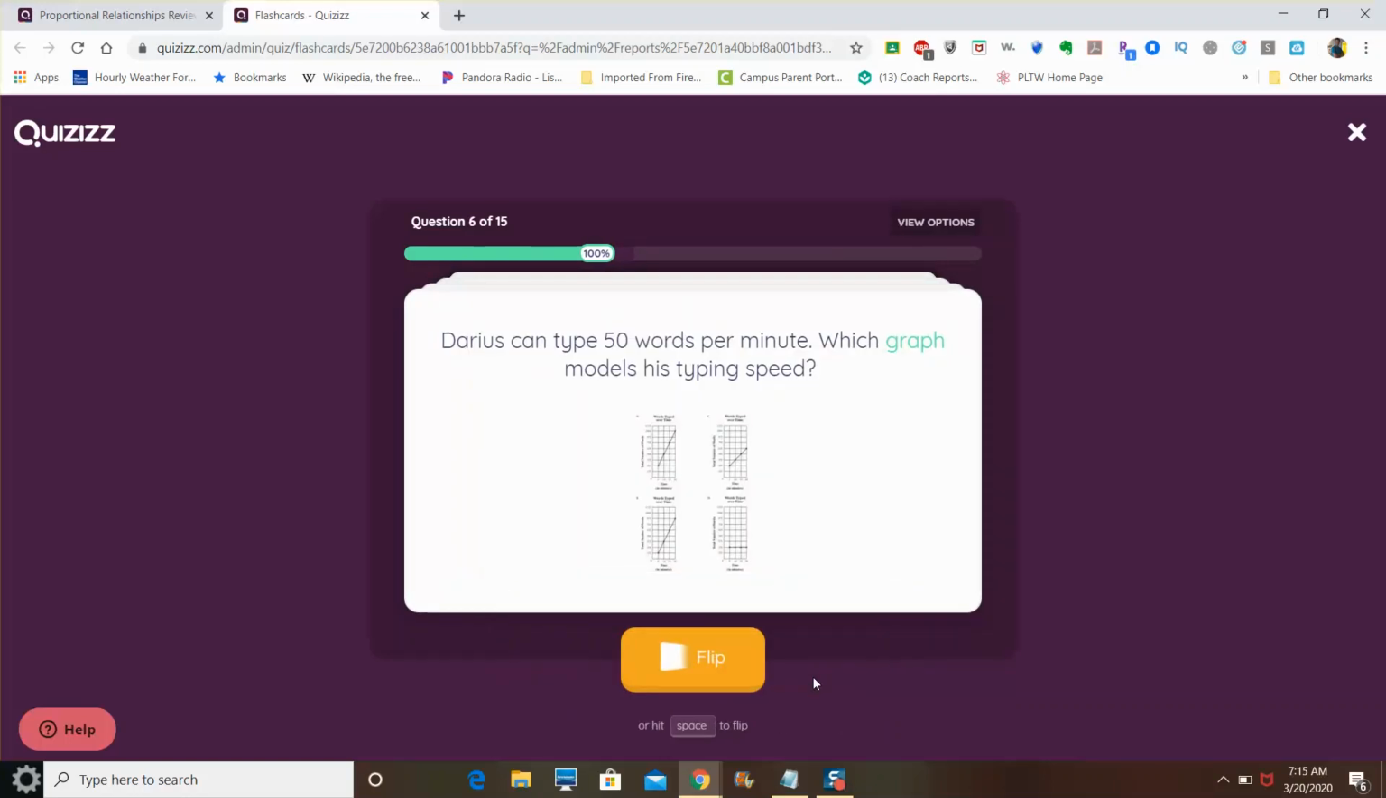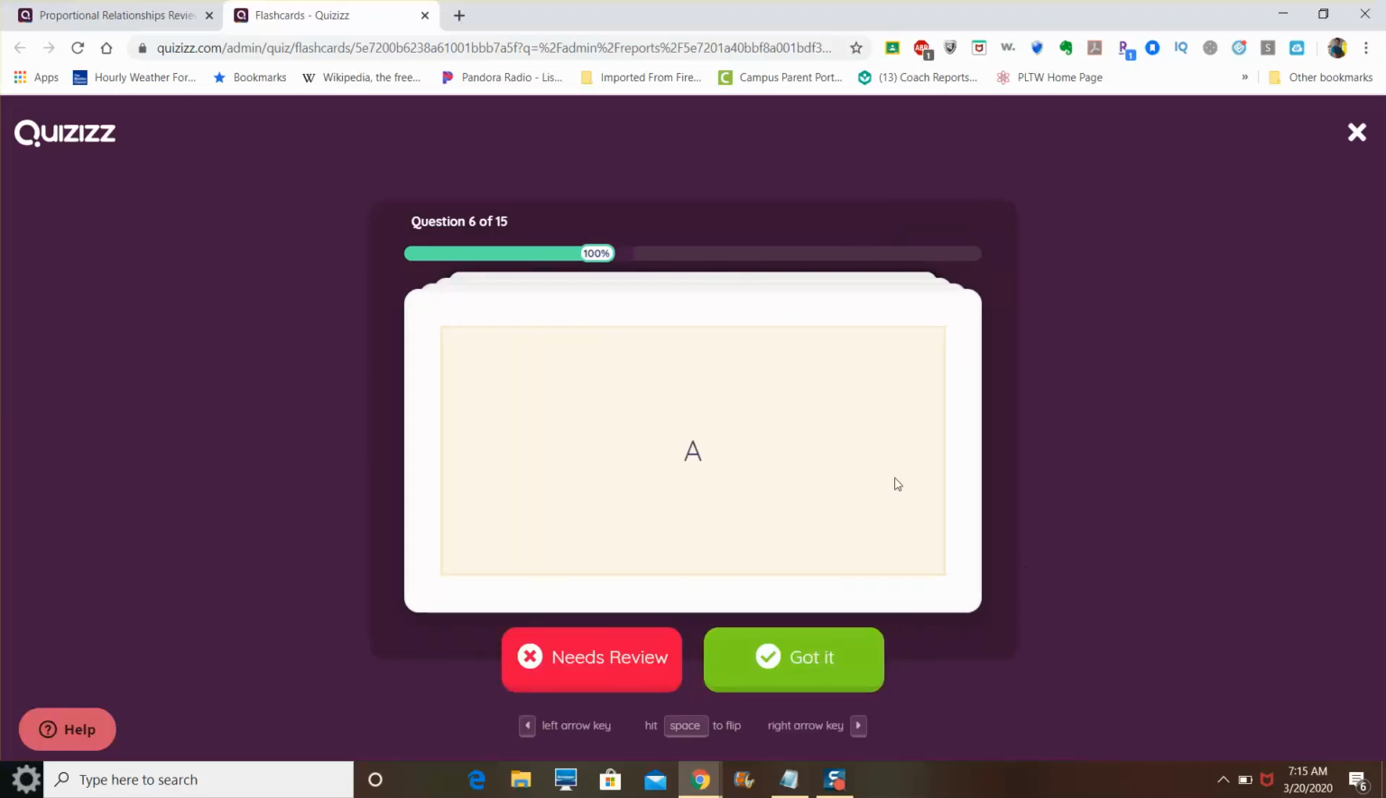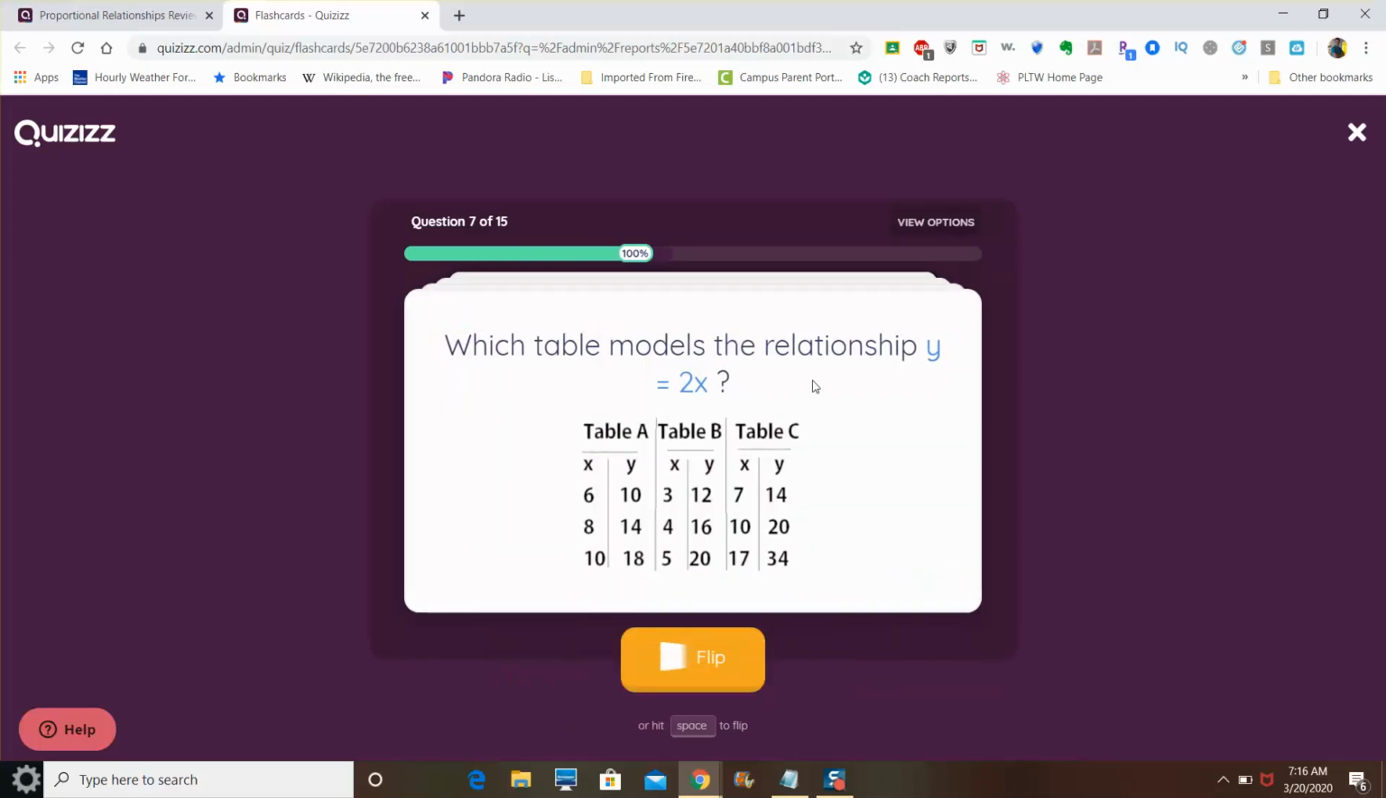All right, so on our next question here, if Darius can type 50 words per minute, which graph represents his typing speed? So same deal here, it's hard to see the graphs on here. I can maybe look at the question a little bit later and see if the graphs are a lot larger, but it would basically be graph A. I'll look at the question later and we'll talk about that table, talk about that graph.